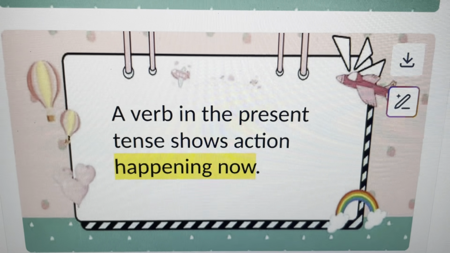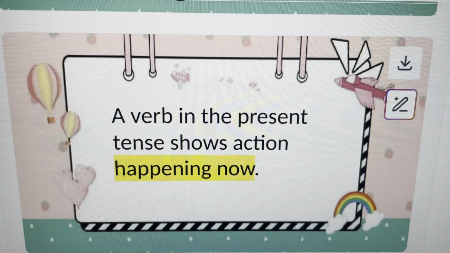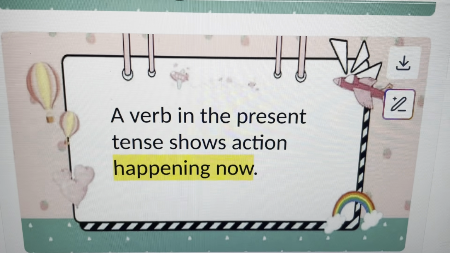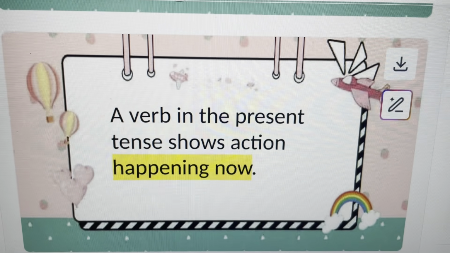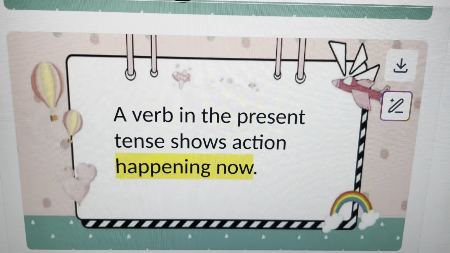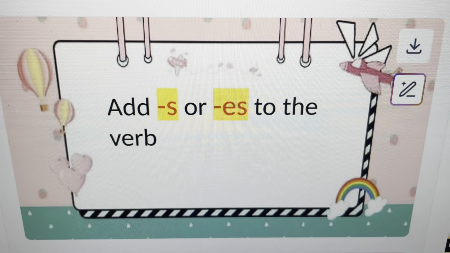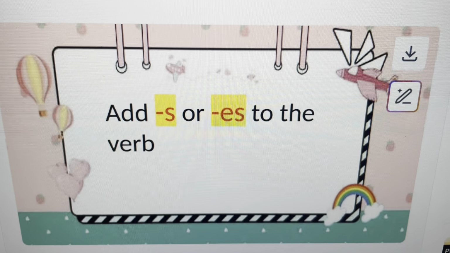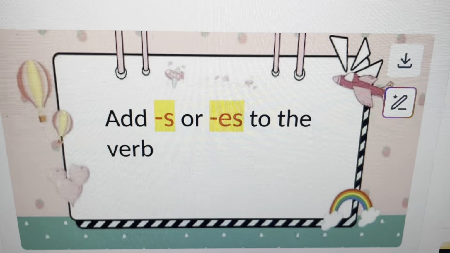Happening now, it's called present tense in a verb. A verb in the present tense shows action happening now. For present tense, we usually add s or es to the verb.